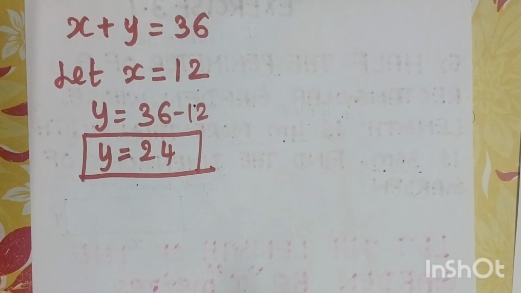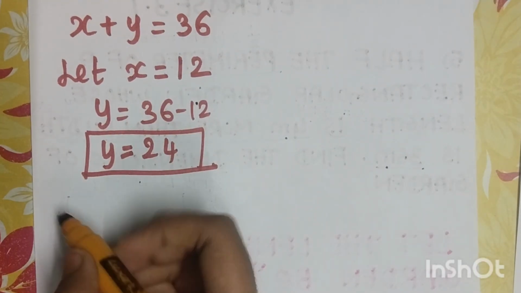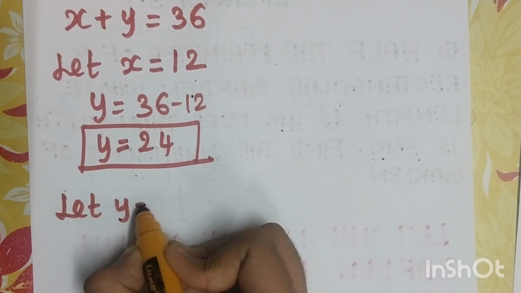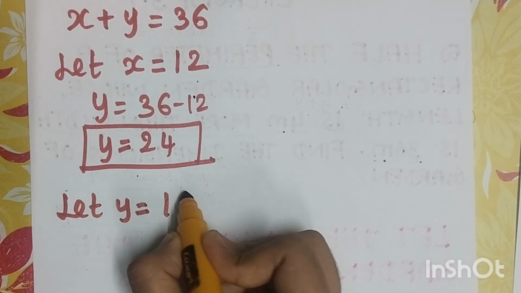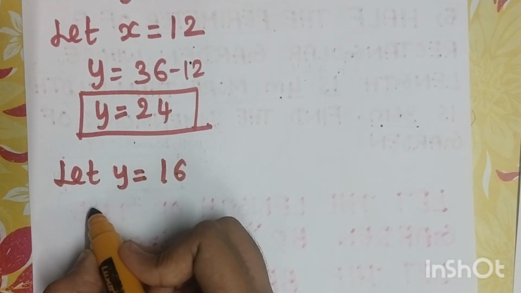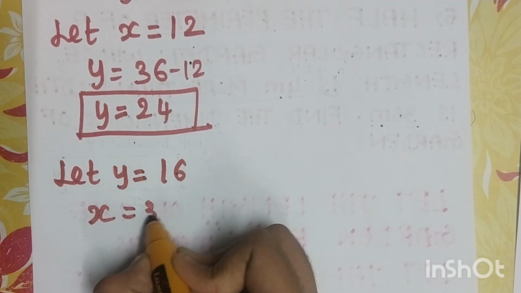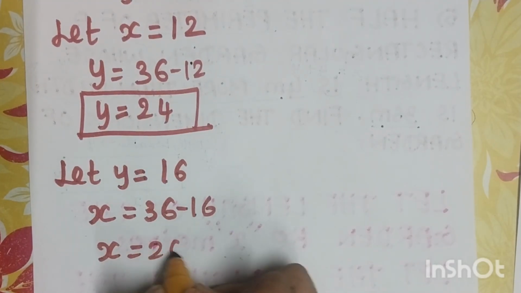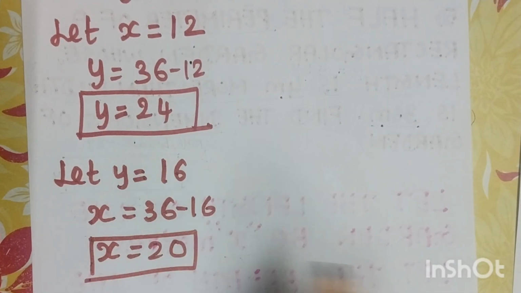Clear? And next I'm going to substitute the value. Let y is equal to 16. So x is equal to 36 minus 16. So x is equal to 20. Clear? So these are my values.